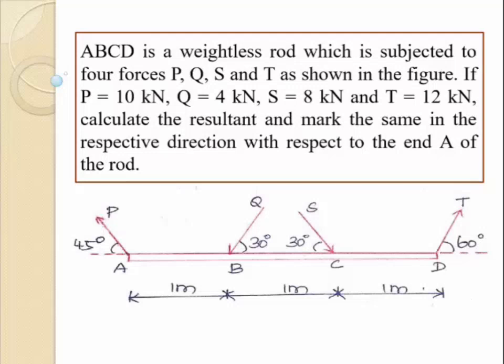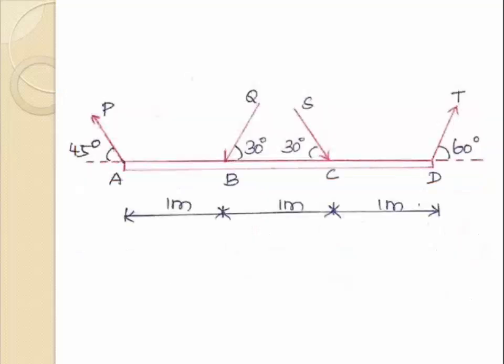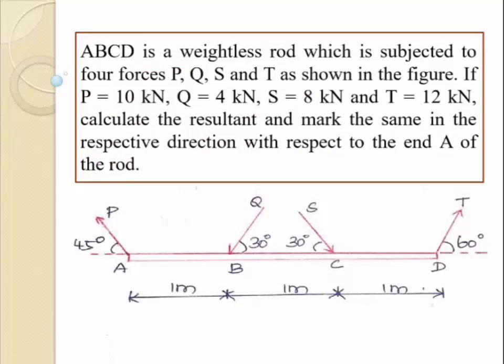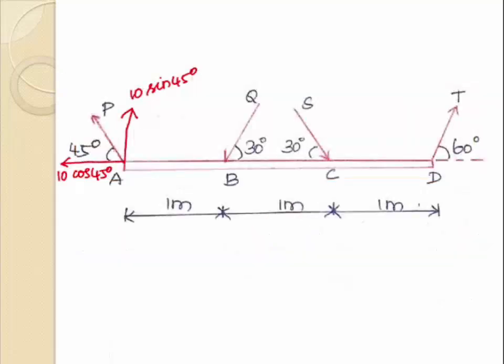Okay. So to start this problem, first we have to draw the free body diagram. So here the load P of magnitude 10 kN is acting in the second quadrant. So we can split this force into two force components. One along the negative x-axis direction 10 cos 45 degree and the other along the positive y-axis direction 10 sin 45 degree.